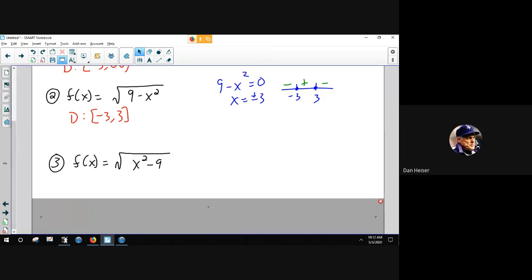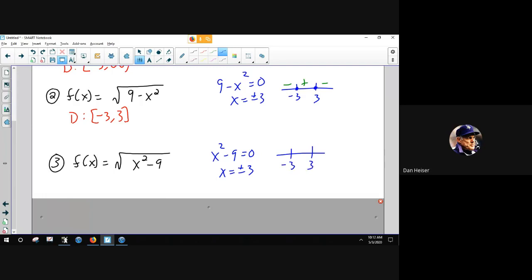Next example. Same thing. In fact, this looks like the same exact problem. But it's not, because notice we've switched the order of subtraction.